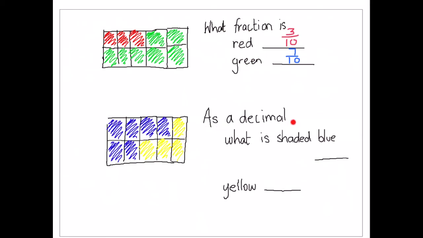Next one, as a decimal, what is shaded blue? So we have 6 pieces are blue, 0.6, because there's 6 pieces blue and there were 10 altogether. And on the yellow, what is shaded yellow as a decimal? Again, there's 10 pieces and there are 4 yellow, so 4/10 is 0.4.